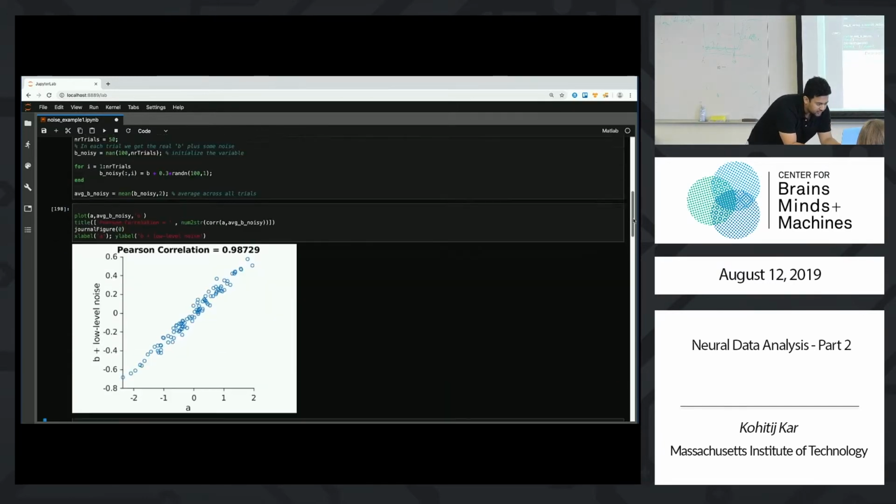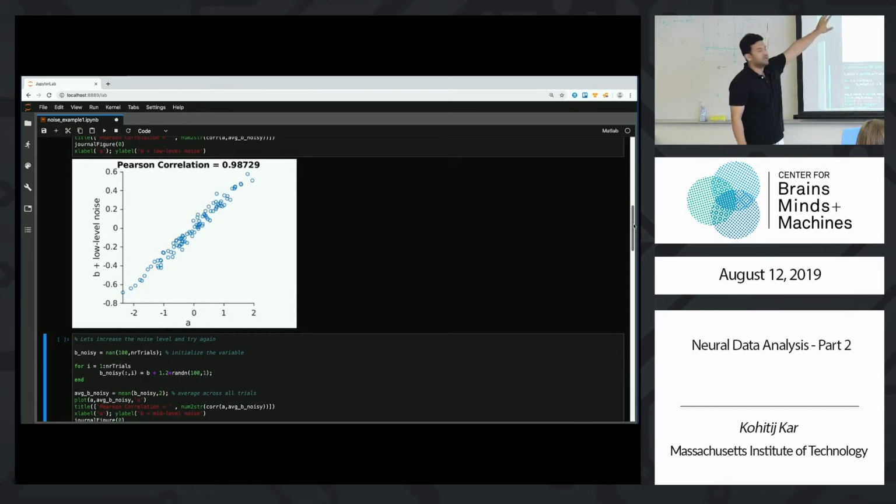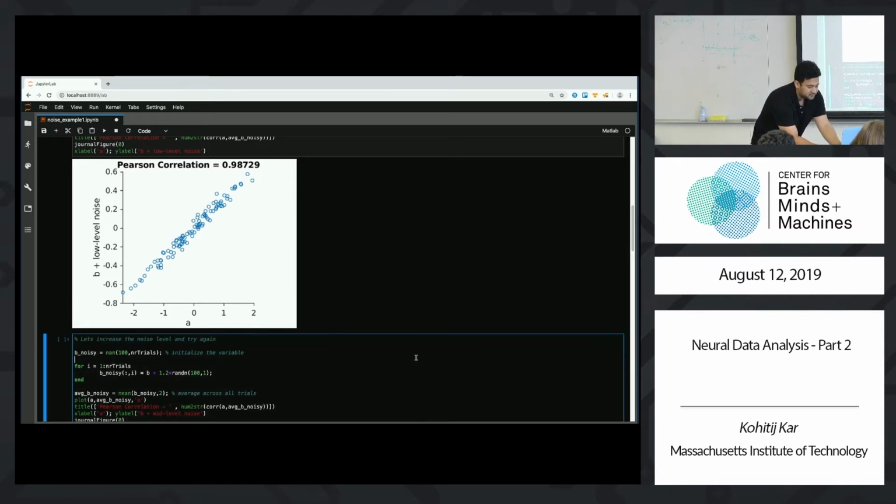If you look at the plot now, the correlation has slightly reduced because I added a very low level of noise. So if you plot A with B plus low level of noise, the correlation is 0.98. And I'm plotting this with the average value across all trials. So I average the noisy trial estimates of B, and then I plot noisy B with A. So this is a very good situation.